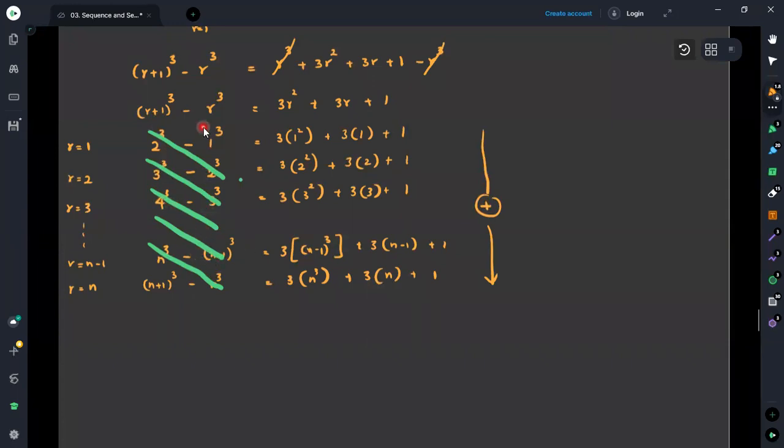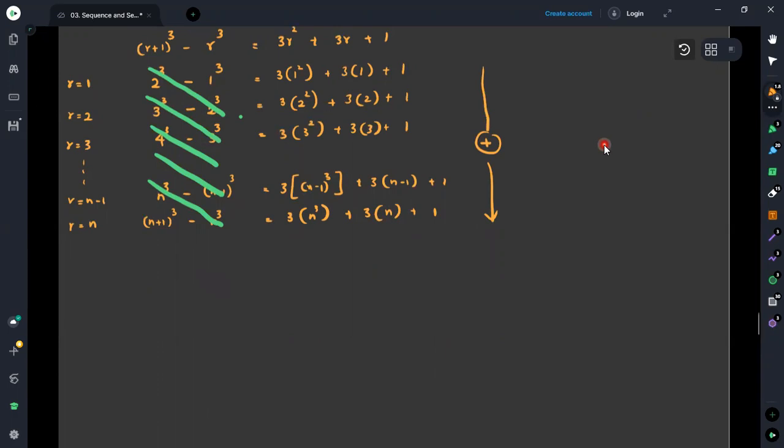Once we add all these n equations, the quantity remaining was n plus 1 to the power 3 minus 1 to the power 3. This was the only quantity remaining from the left hand side of this summation. All the other terms were cancelled out.